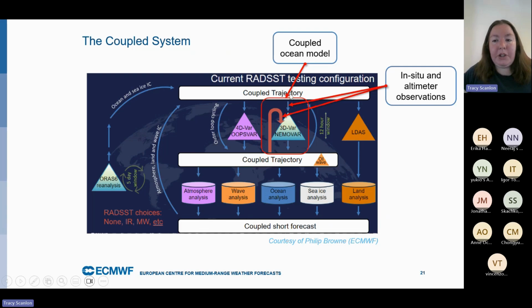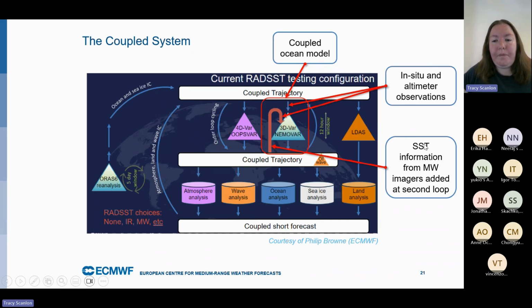And then in the first loop, so there are two loops that are relevant to NEMOVAR, the first and the second. In the first loop, in situ and altimeter observations are added into the ocean, as well as in the second loop. But once the skin temperature increments that we've just been discussing have been generated between the second and first loop, we can then add these into the second loop as SST information straight into NEMOVAR, which is a 3D variational assimilation system, which uses incremental analysis update to generate an updated ocean state.